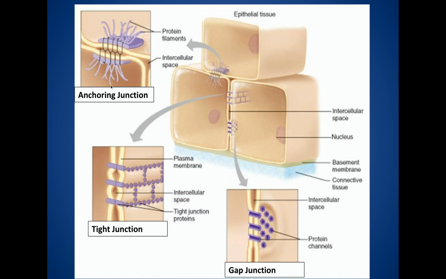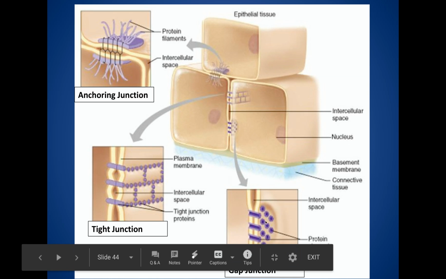So if you look at this picture, it's showing you some anchoring junctions, which are really, really, really strong. It's showing you some tight junctions, again, really, really strong. And it's showing you some gap junctions, which allow these cells to share materials.